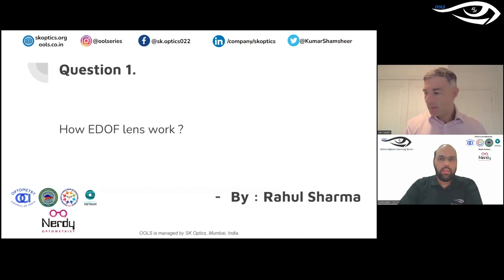Right. Yeah. So that's how these lenses are created, to increase the near range variability, if I can put it that way, to help to see at the reading area.